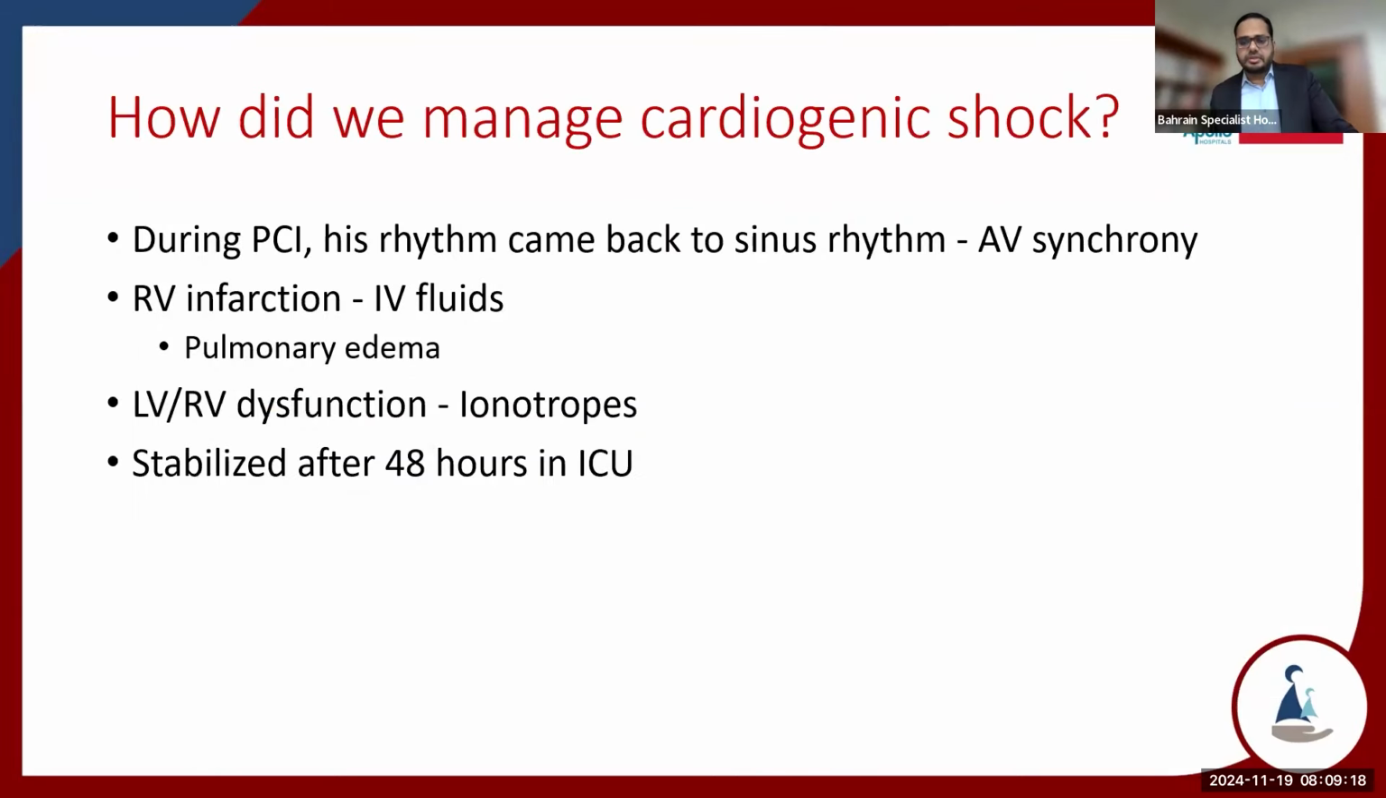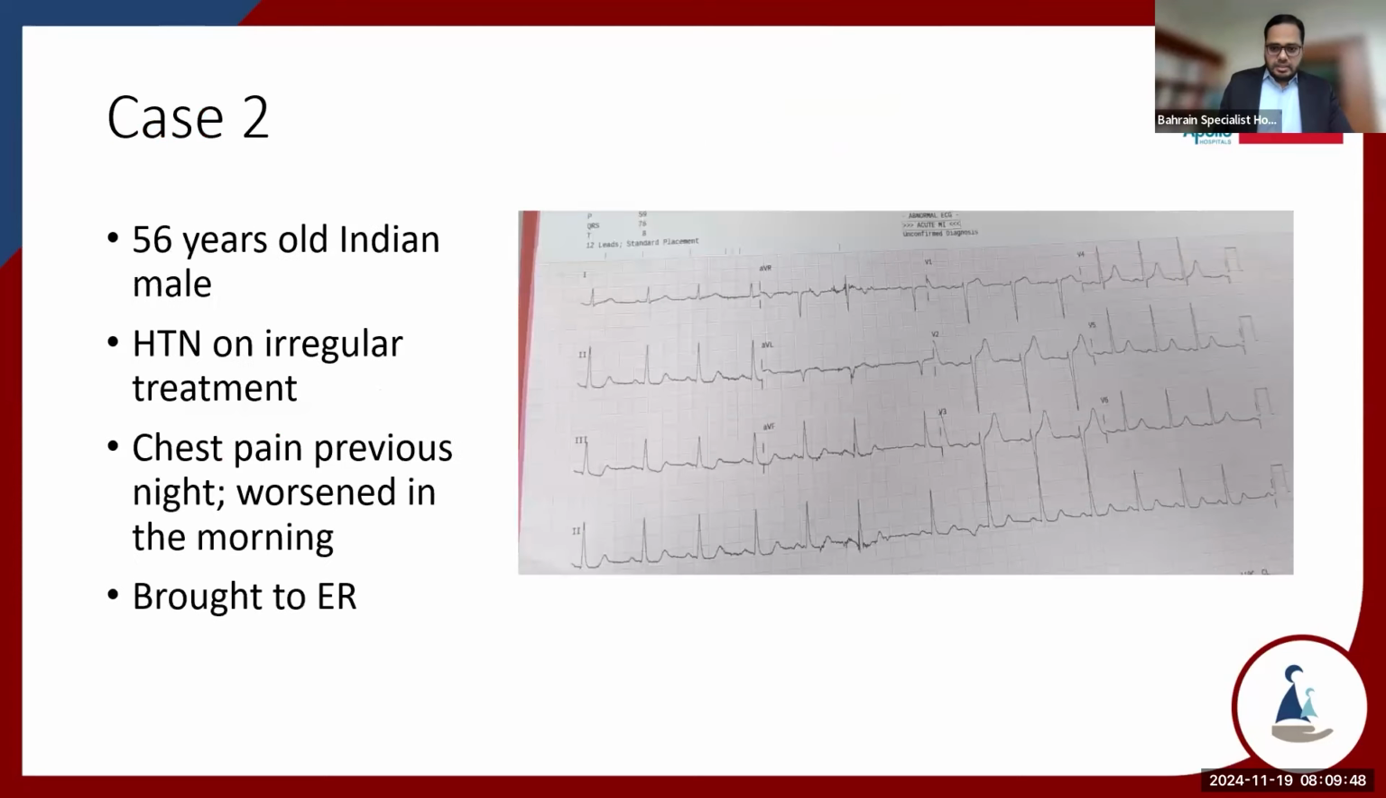So how did we manage the cardiogenic shock in this patient? Luckily, his rhythm came back to sinus rhythm before we started the PCI, so we were able to maintain AV synchrony. Had it not happened, we would have had to put in a temporary pacemaker. He had an RV infarction, so we gave him a bolus of IV fluids. But since there was LV dysfunction as well, he started going into pulmonary edema. So in order to improve his LV as well as RV function, we started him on inotropes, and he stabilized after 48 hours in the ICU. So that was a case of acute MI with cardiogenic shock managed without any devices.